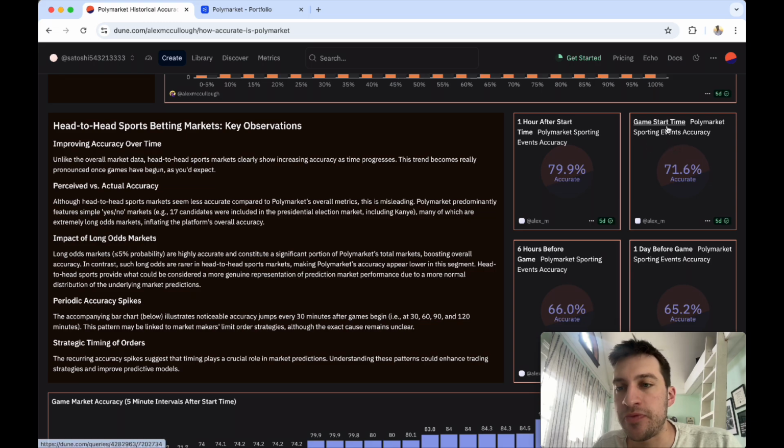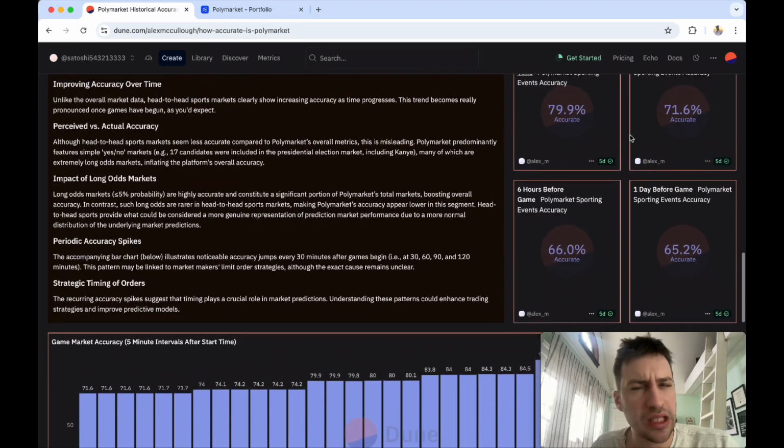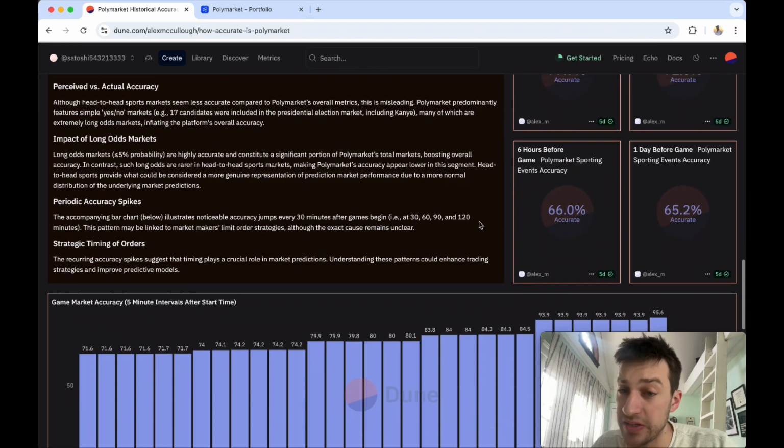Game start time. This is really simple, guys. Just which team has a higher probability of winning? That's it. So this is saying that across a gajillion markets that Polymarket has done, about 72% of the time, the favorite's going to win. Not surprising. A little bit higher than I think, but really not too surprising, I guess.